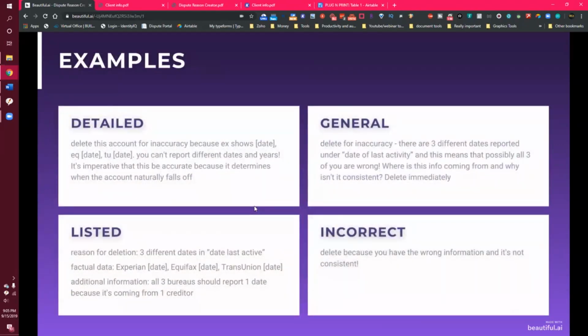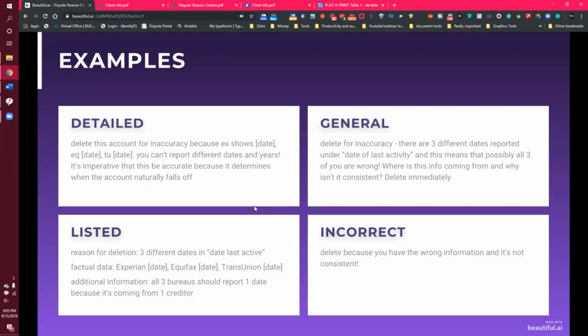And here are a couple of examples. We have detailed, general, listed, and incorrect. For detailed, once again, you can click on the link in the description to pull this up yourself and go slide by slide. It's going to show you exactly as I'm showing you. Detailed would be "delete this account for inaccuracy because...", the same reason I already showed you. The general version of it would be "delete for inaccuracy."